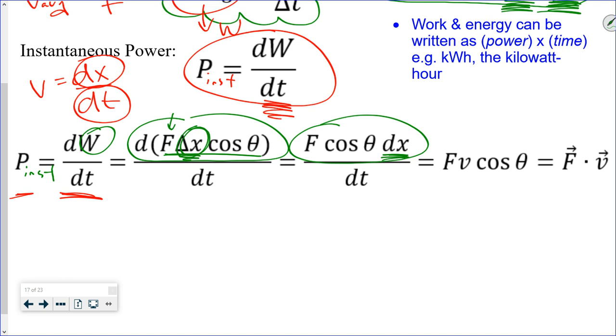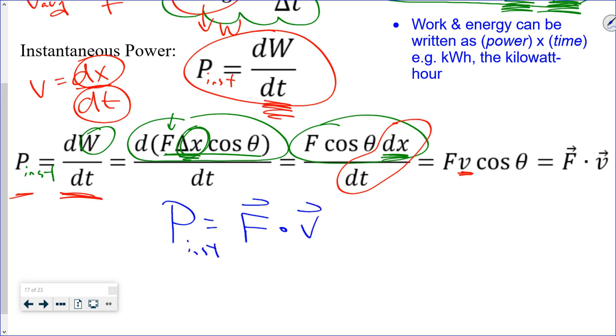Okay, and look, as we said just a second ago, dx/dt is v. So it turns out that you can calculate your instantaneous power by doing F v cosine theta, in other words, by taking the dot product of your force and your velocity, instantaneous. So if your force is changing and your velocity is changing, you can still calculate your power by taking a dot product.